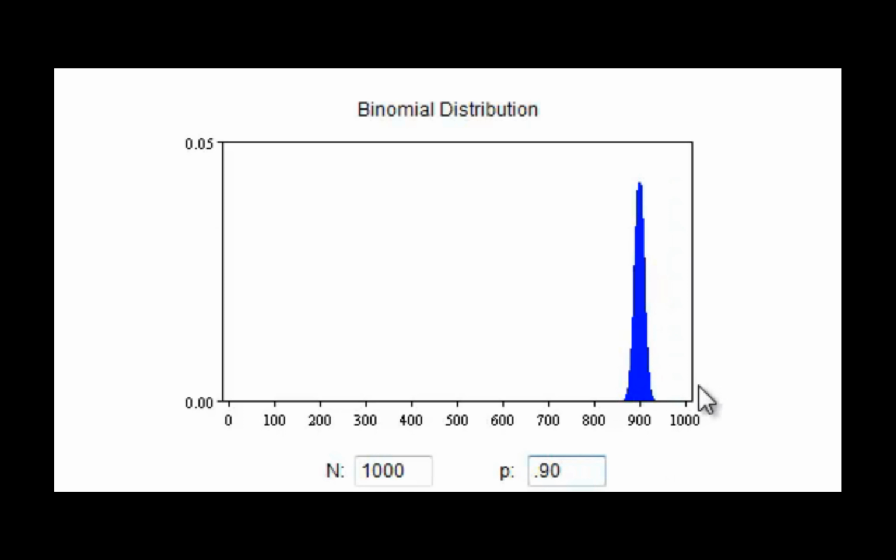We can see that it's centered around 900 in this case, which makes sense, right? We know that the expected value is pi times n, so it's over here on the right-hand side of the distribution. It is a smooth normal curve, though it's easier to see when you've got a probability closer to 0.5. That's what's driving that result.